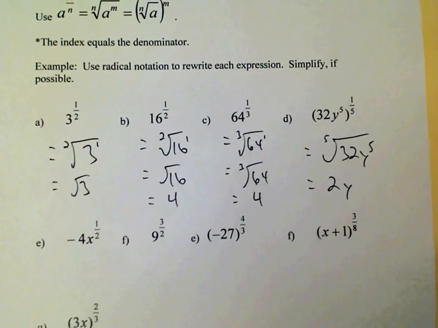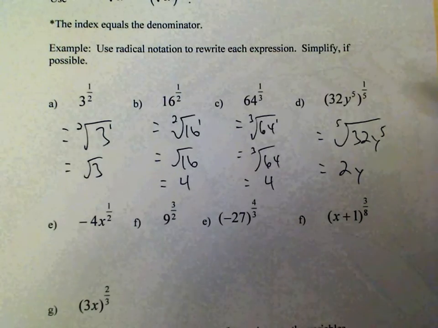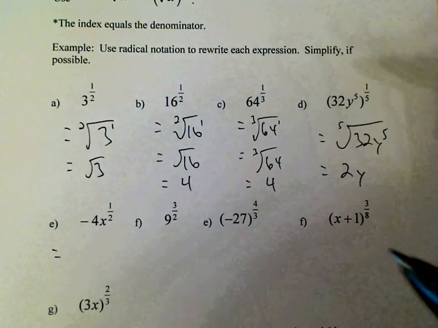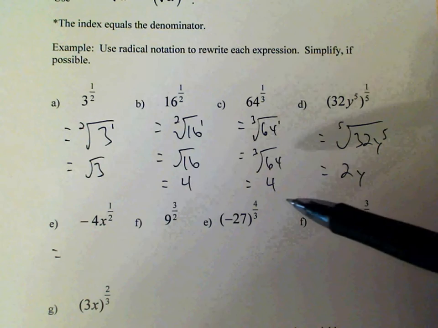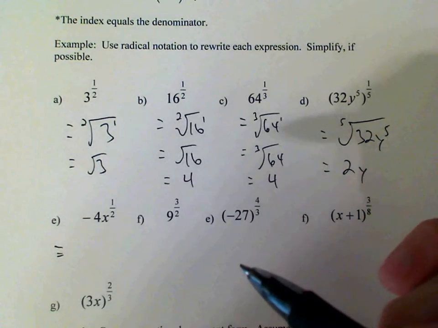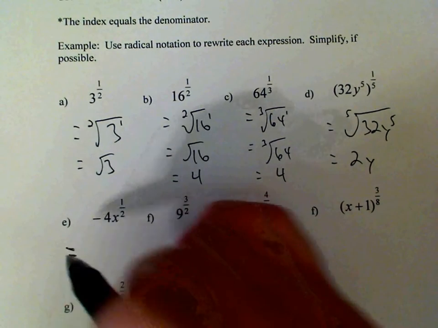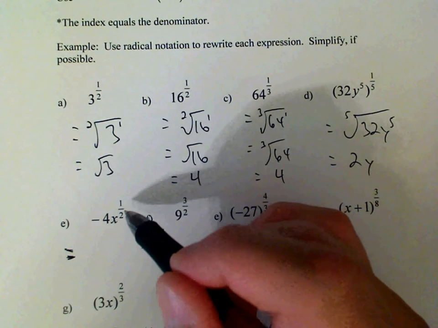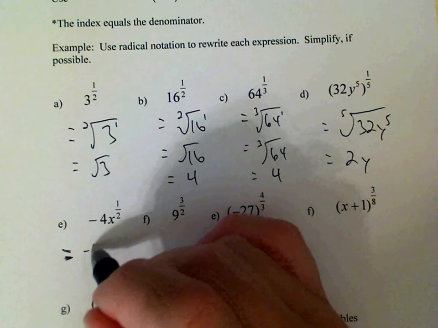Let's do a couple more. And just for the sake of what we're doing, let's assume that the variables all represent positive real numbers or non-negative numbers. So when I see this one, negative 4x to the 1/2 power, don't be misled into thinking that the 1/2 is also on the negative 4, because it's not. It's only attached to the x. So the negative 4 stays as it is.